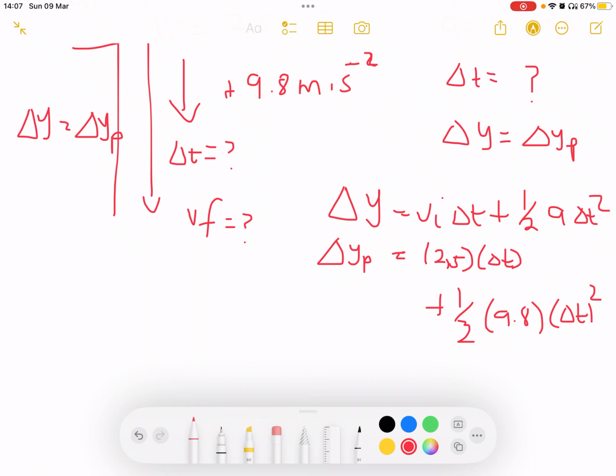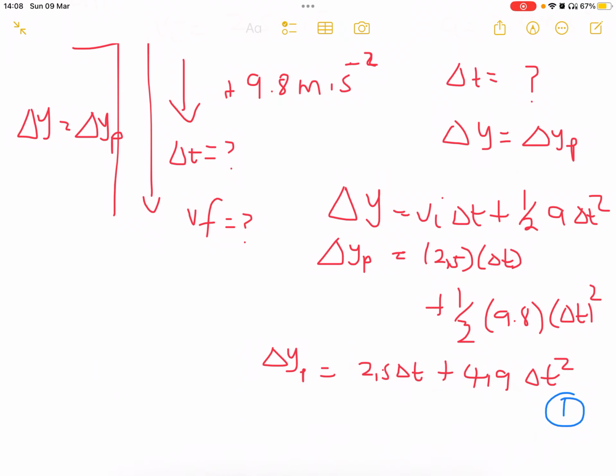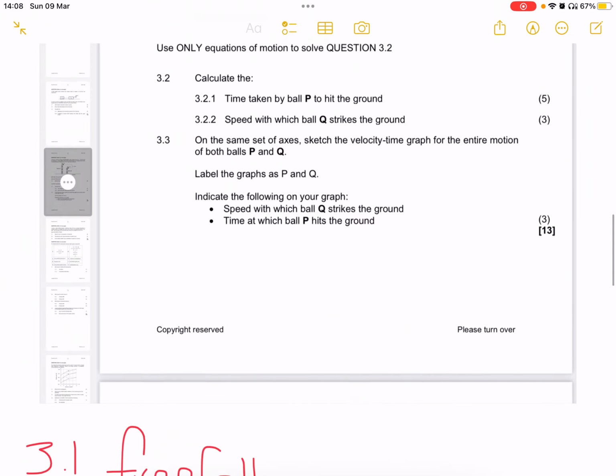Now we get delta y P equal to 2.5 delta t plus 4.9, because 9.8 times half is 4.9, delta t squared. So we have two unknowns here, and we'll have to leave this as a first equation that we're going to use. Now we go to ball Q.